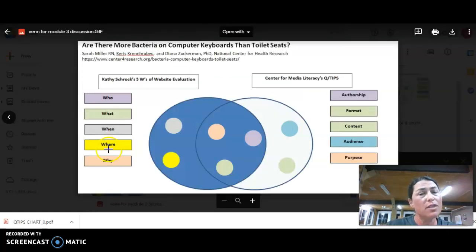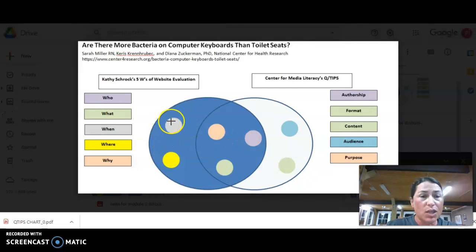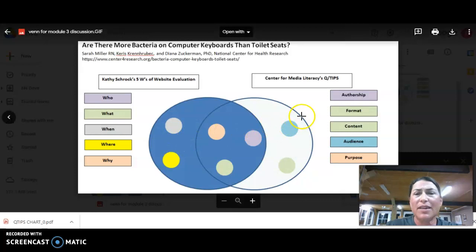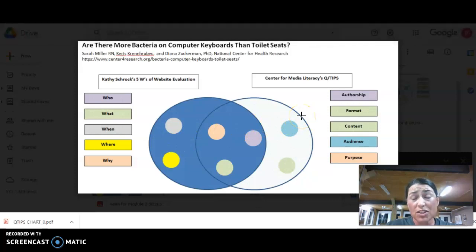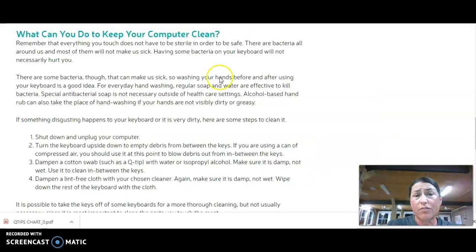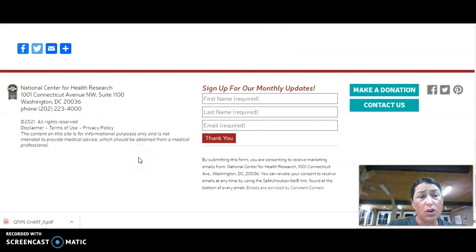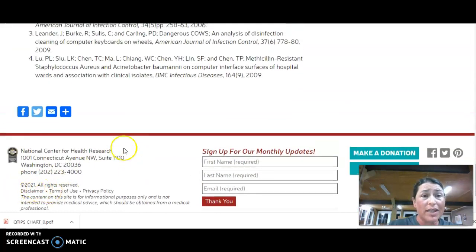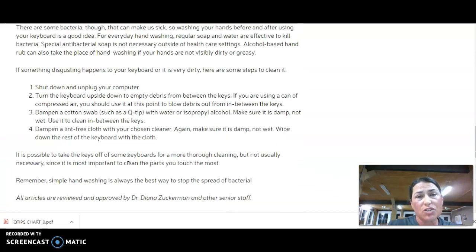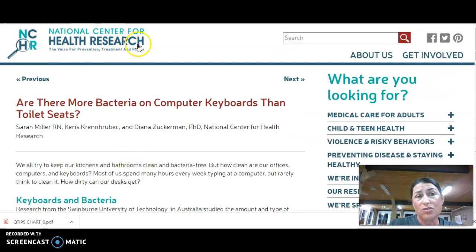So the differences between those two tools: the when piece and the where piece of the 5 W's are unique to that specific tool. Nowhere in the Q-tips can I find a piece that asks, hey, when was this article published? Is it current? That sort of thing. And also, where did the information come from? If you're using the 5 W's and you scroll to the very bottom, you can see the when here, but you can also see that all of this information is referenced from other professionals in the industry, and also from the National Center for Health Research. So those pieces are unique to the 5 W's.